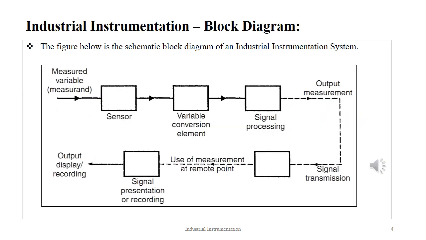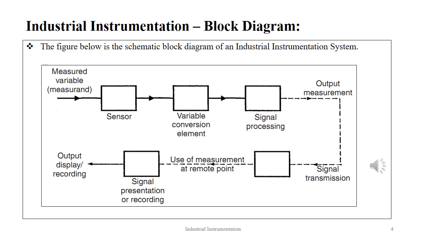Here we have an elaborate block diagram of an industrial instrumentation system. The main functional blocks are sensor, variable conversion element, signal processing block, signal transmission block, and finally the signal presentation or recording block. The measurement is first put through the sensor where the sensor senses the measurement and then it gives some output. This particular output is converted to a readable output form.